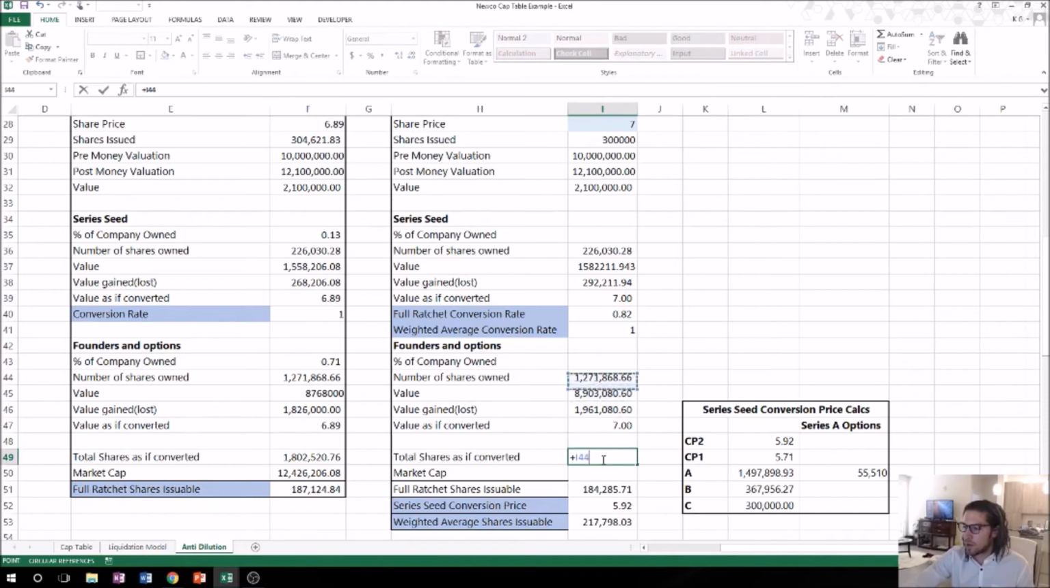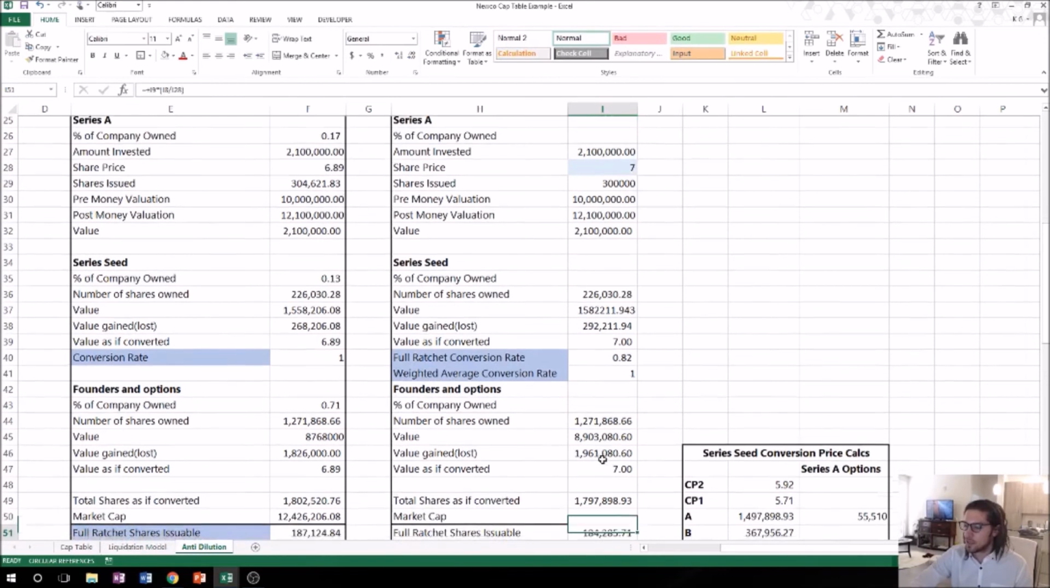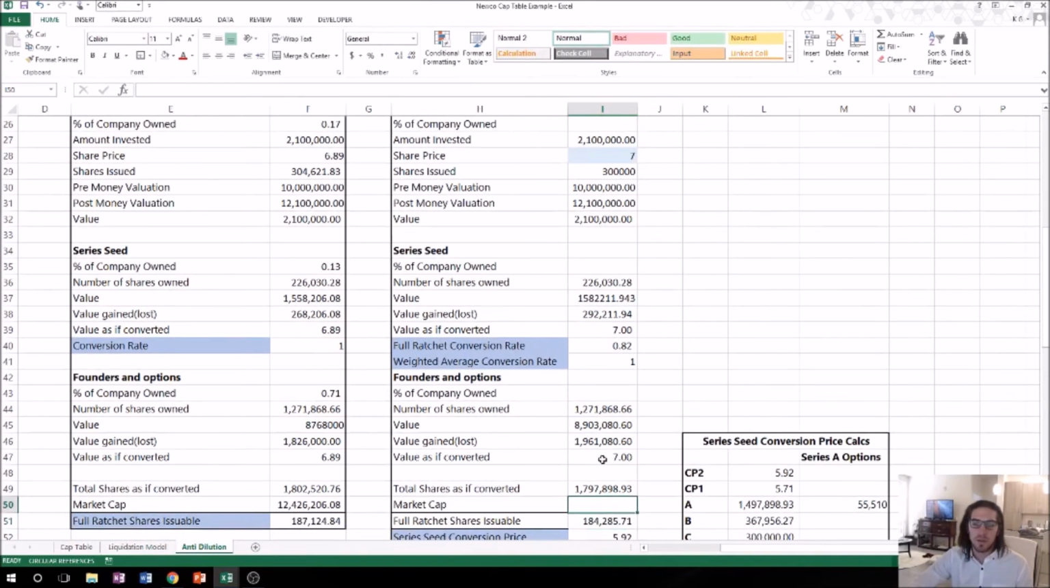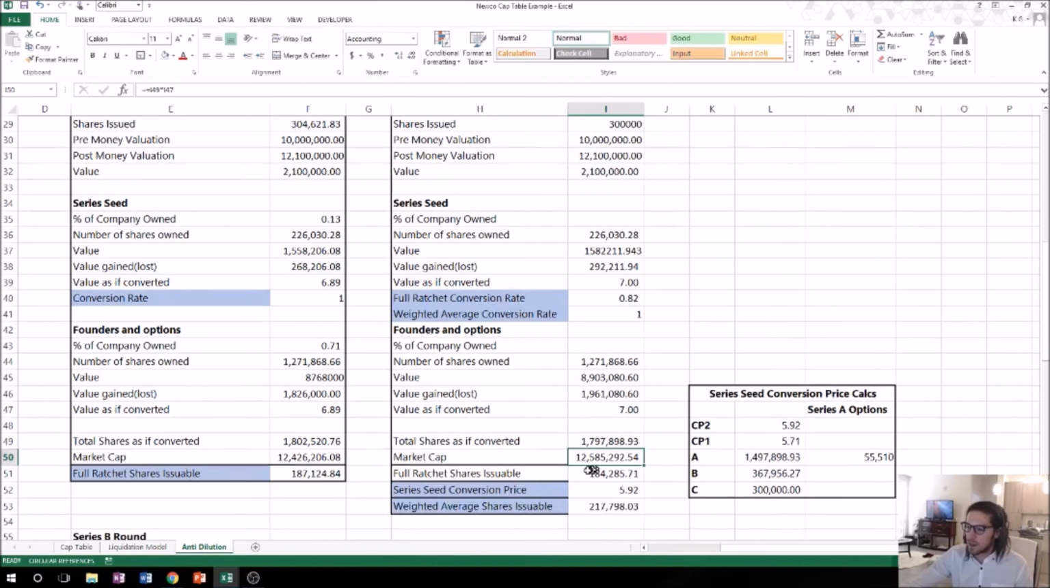So now I'll do total shares as if converted. We'll add up all the shares that are currently outstanding. So we'll add up the founders and options, the Series Seed shares, and the Series A shares. And then we'll do our market cap. So our market cap is total shares outstanding times 7. So that's where we get right there.